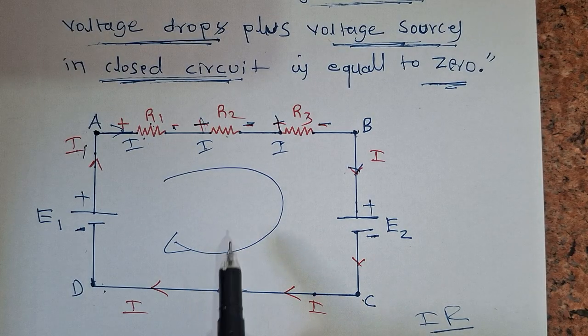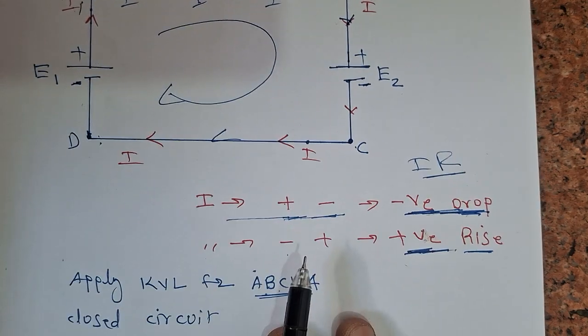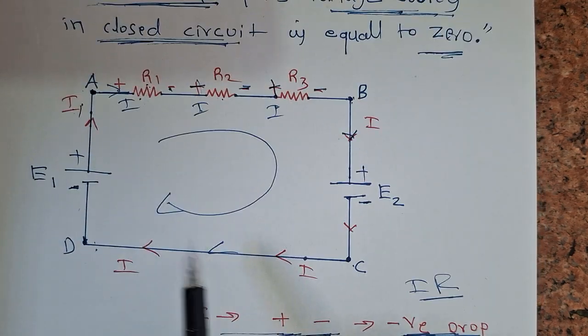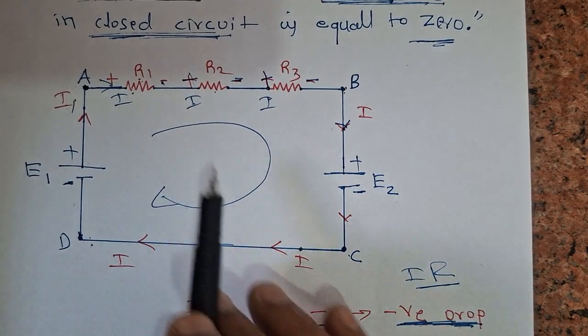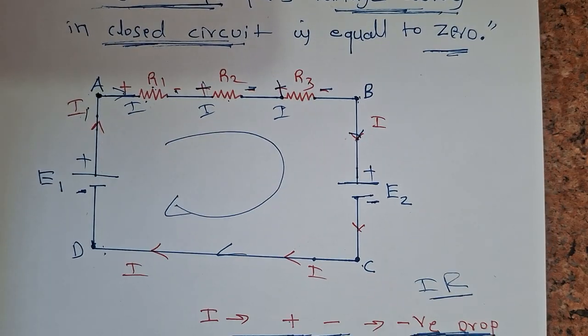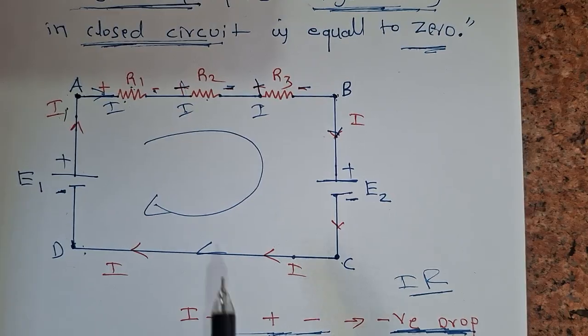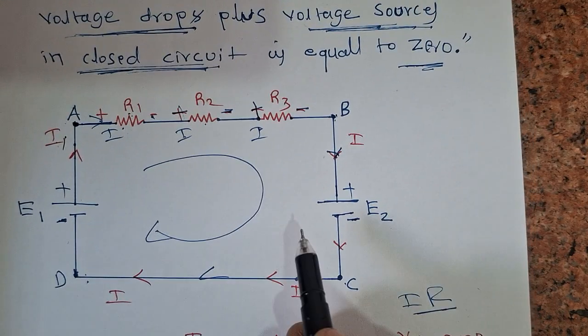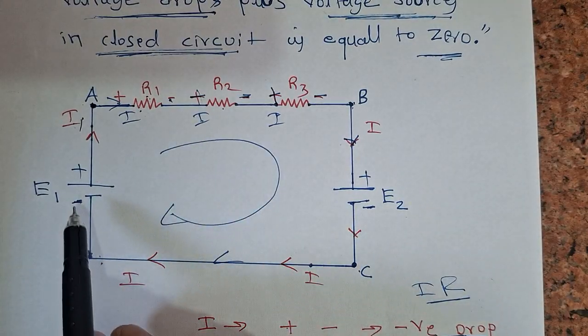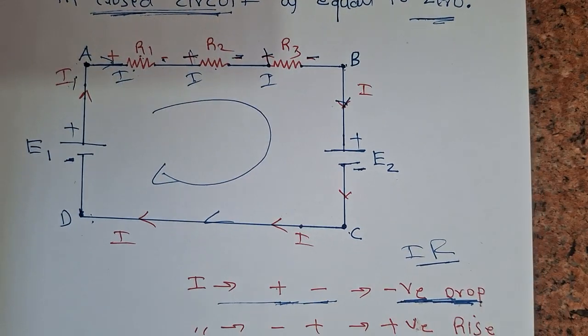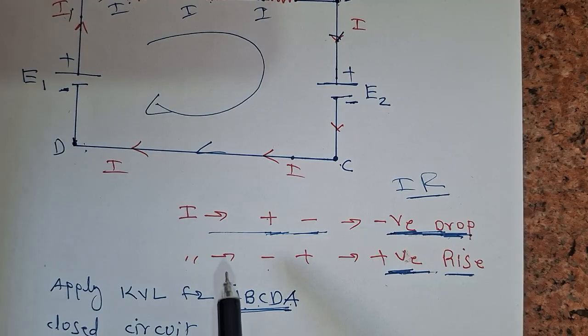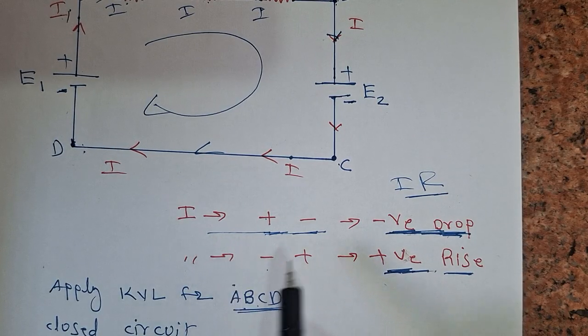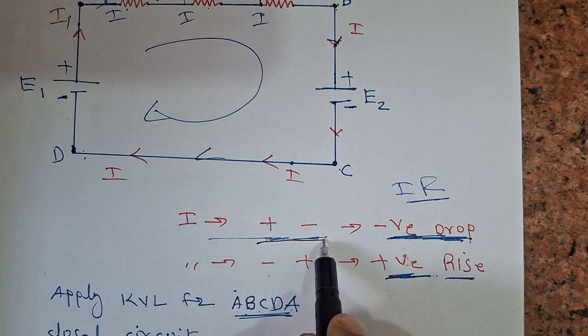Now we have to apply KVL to this circuit. There is one more important point. Before applying KVL to the closed path, we have to remember the voltage signs, meaning how the voltage signs will be taken, positive or negative. This is for when the current is flowing from higher potential to lower potential.